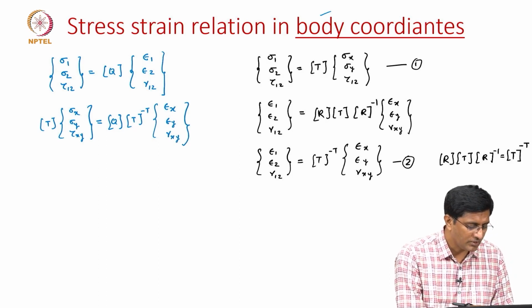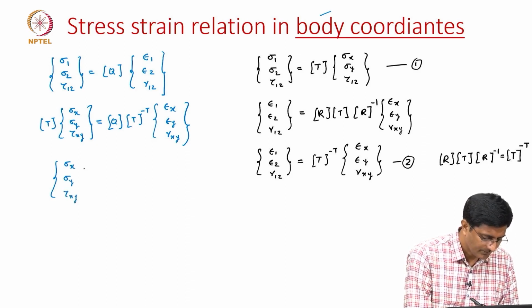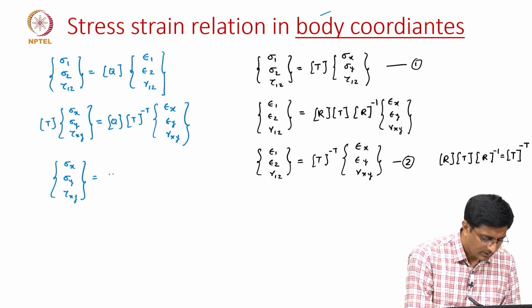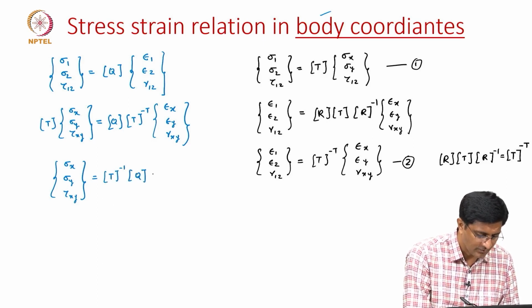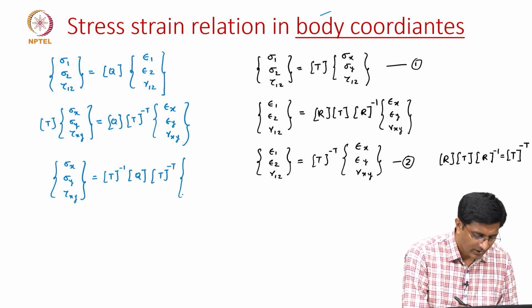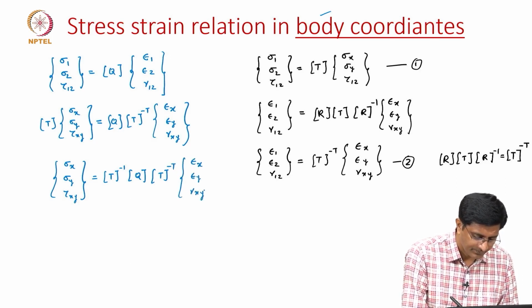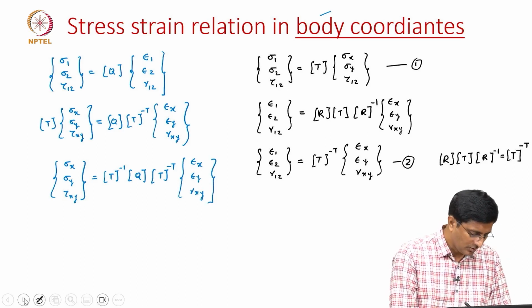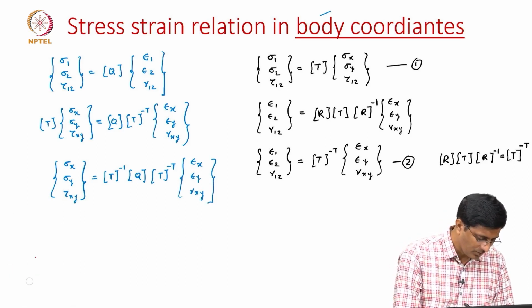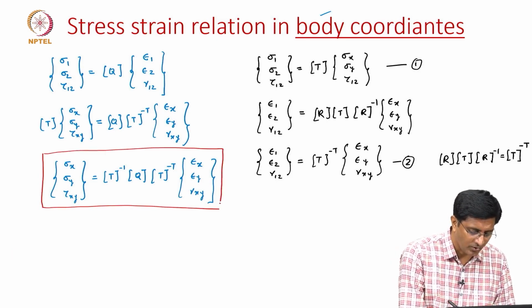If I pre-multiply both sides of the equation with T inverse, then we get the stresses sigma x, sigma y, tau x y as T inverse times Q, which is the stiffness matrix, times T inverse transpose times the strains in the body coordinates. So, this should be the final expression we are looking for, which relates the stresses and strains in the body coordinates.